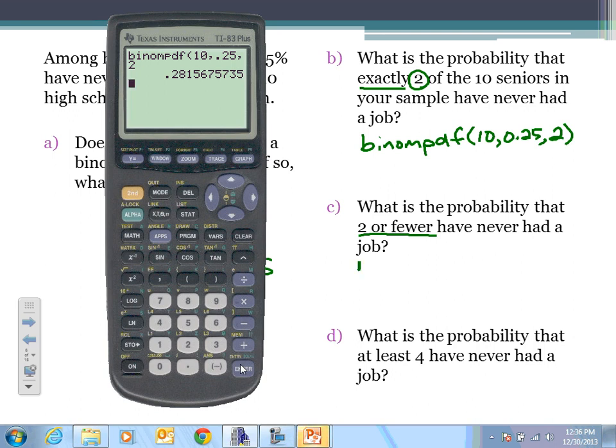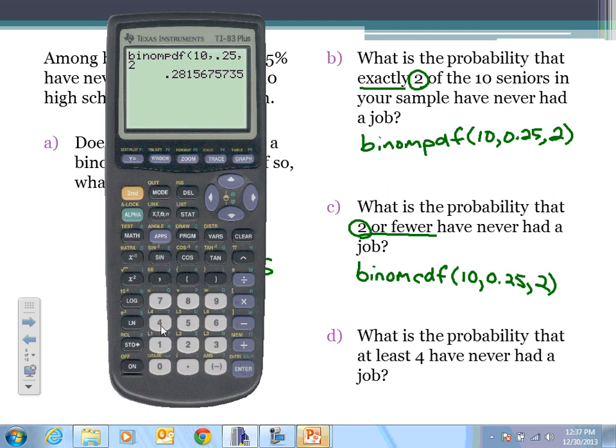So in this problem, we're going to use the binomial CDF. Our number of trials is still 10. Our probability of success is still 0.25. And the k value doesn't change at all either. We're still looking at 2 or fewer, so the k value is still 2. The difference between this problem and the problem above, which was exactly 2, is that now we're going to take the probability of 2 never having a job, 1 never having a job, and none of them never having a job, and add those together.